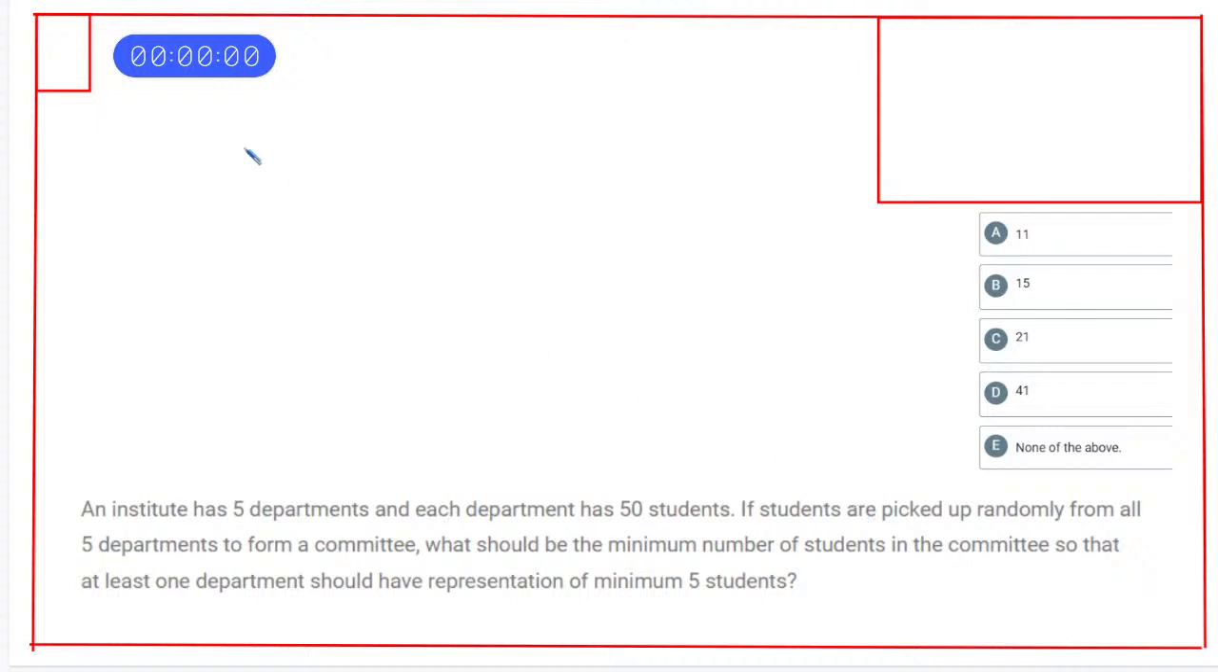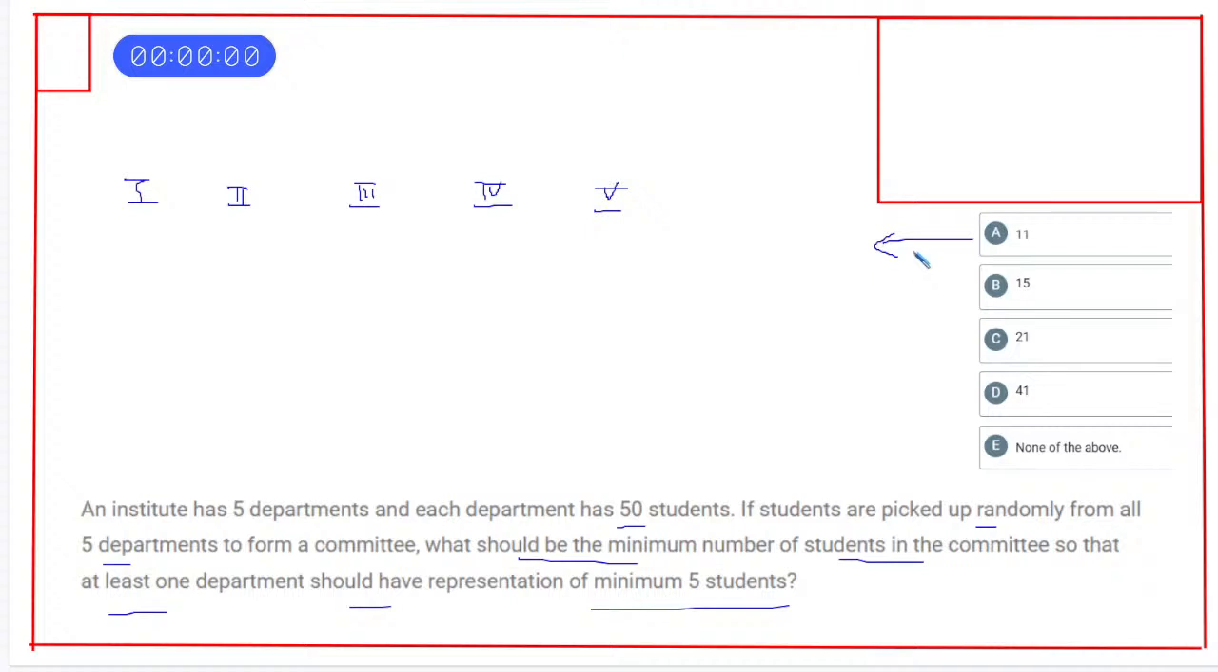Okay, so there are 5 departments: first, second, third, fourth, and fifth. And each department has 50 students. There are abundant students. We have to pick randomly from all 5. Minimum number of students in the committee so that at least one department should have a representation of minimum 5 students. So how many members should I pick? I can take the help of options.